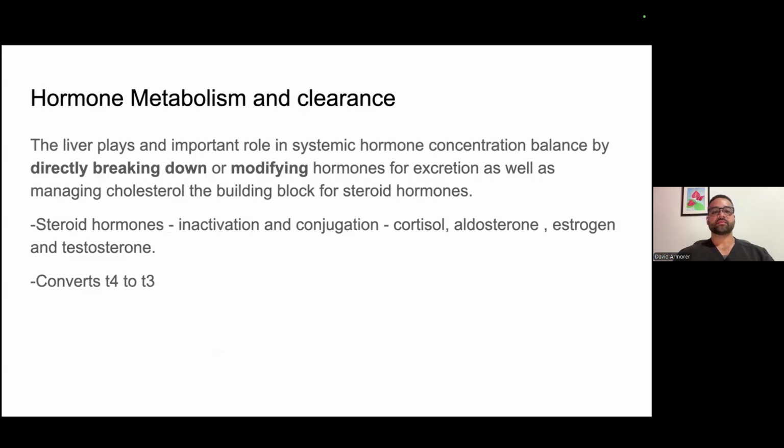So in terms of hormone metabolism and clearance, the liver plays an important role in systemic hormone concentration balance by directly breaking down or modifying hormones for excretion, as well as managing cholesterol, which is the building block for steroid hormones. So steroid hormones are inactivated and conjugated by the liver. So the various hormones such as cortisol, aldosterone, estrogen, and testosterone are both inactivated and conjugated by activities of the liver. As well, the liver converts T4 to T3, which is a central thyroid hormone, which is more active in the T3 state.